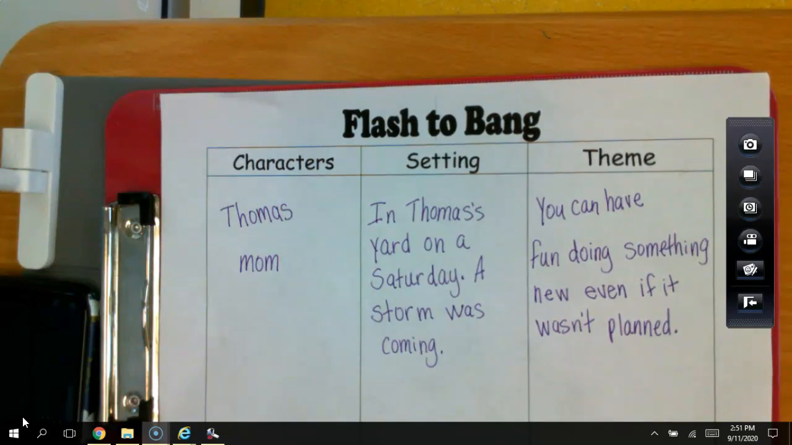So boys and girls, please make sure as you listen to When Charlie McButton Lost Power, you think about the characters, not just the names of the characters, but who they are. Describe each character. Tell me what they're like. The setting, where did the story take place? When did it take place? And the theme, what did the author want me to learn from reading this story? What lesson did I learn?